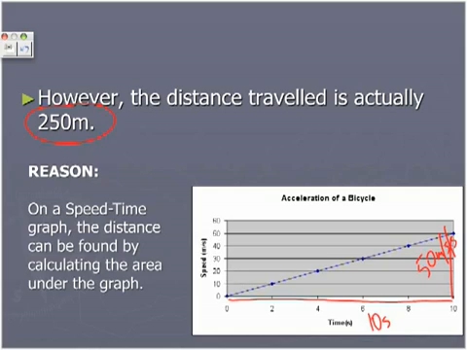So it doesn't work with graphs as it would in a regular word problem. It works only on the speed versus time graph. So to calculate the distance traveled on a speed time graph, we calculate the area underneath the line.